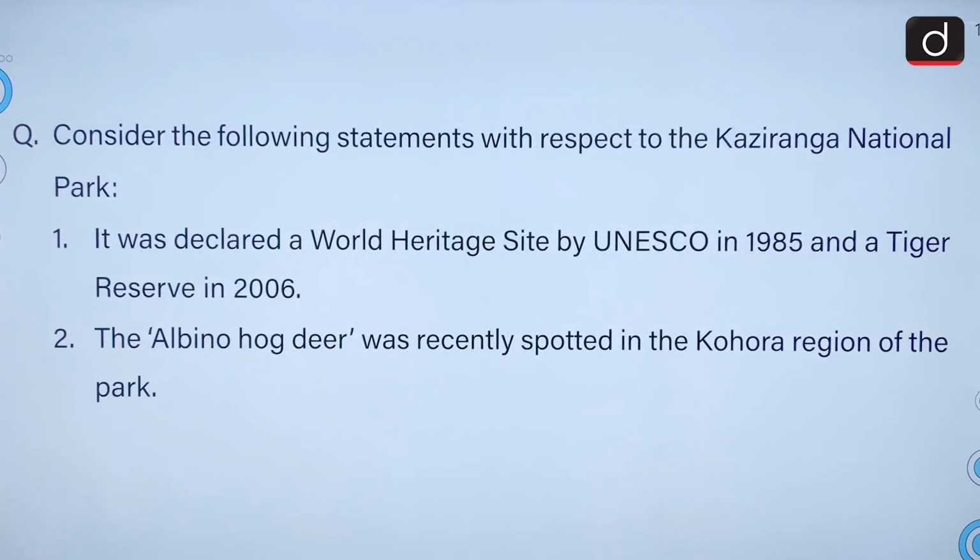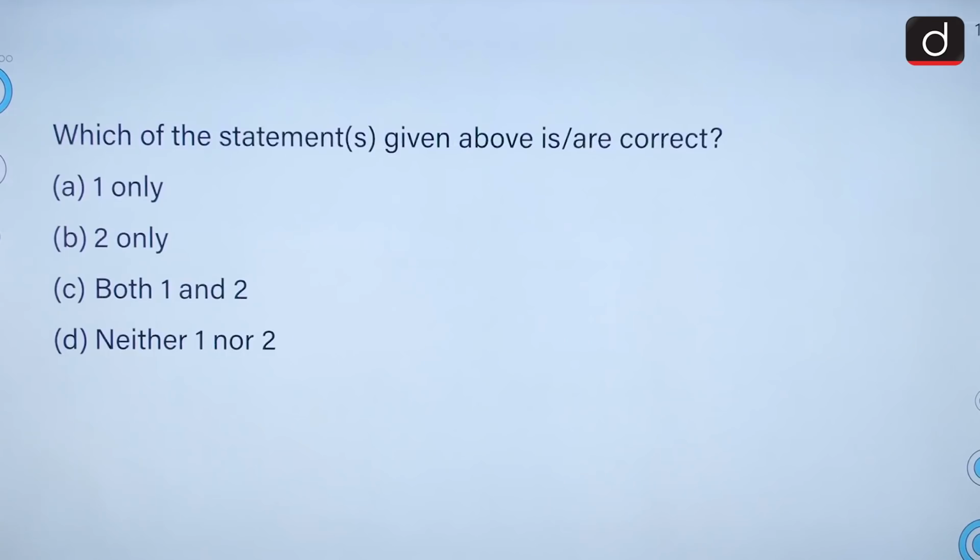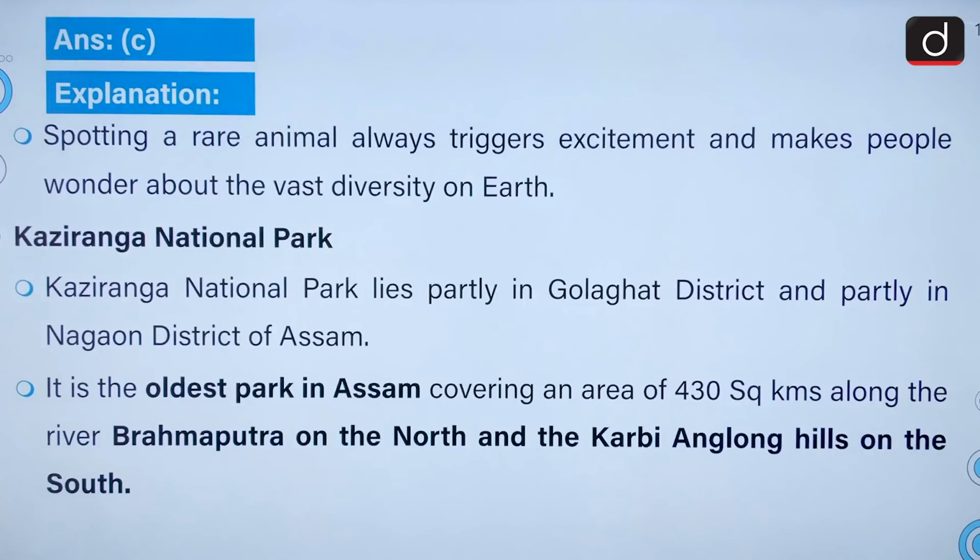It was declared a World Heritage Site by UNESCO in 1985 and a Tiger Reserve in 2006. The albino hog deer was recently spotted in the Kohora region of the park. So we have to select the correct statement. Both these statements are correct. The correct answer is option C. Spotting a rare animal always triggers excitement and makes people wonder about the vast diversity of the earth. That has been done in the Kaziranga National Park when an albino deer was spotted.